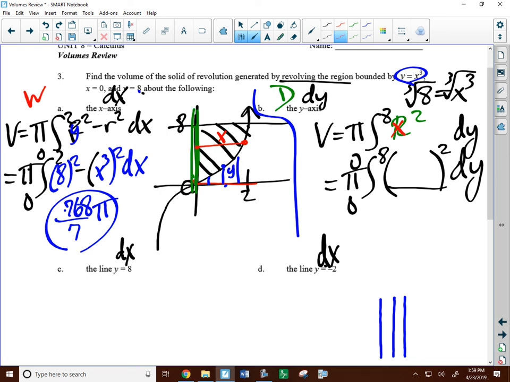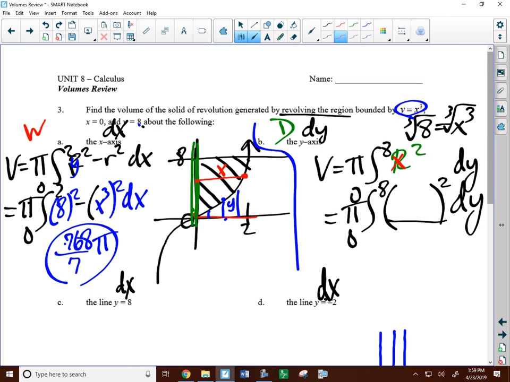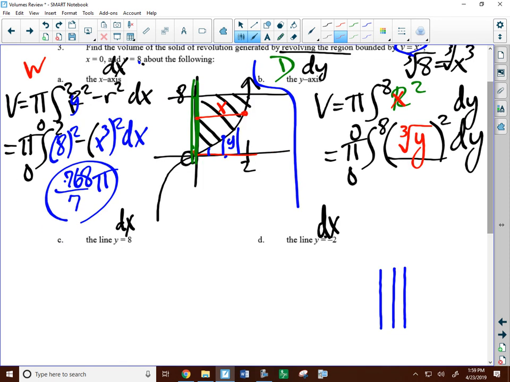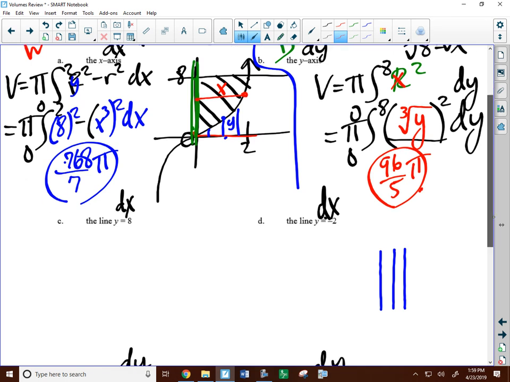Now, I haven't done yet what x is. The function it's based on is y equals x cubed. That's solved for y. I need to solve for x, so I can just do a cube root, and I'll get x is cube root of y. Okay, put it in your calculator, 96/5 pi. Also, I put the decimal value as well, 19.2 pi, if you wanted to use that.